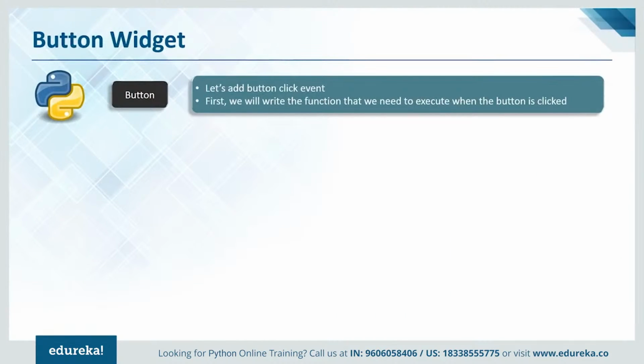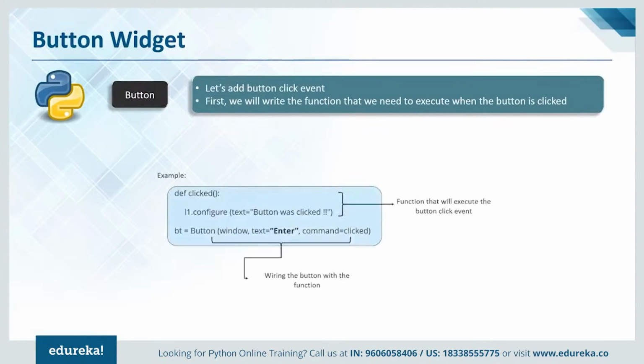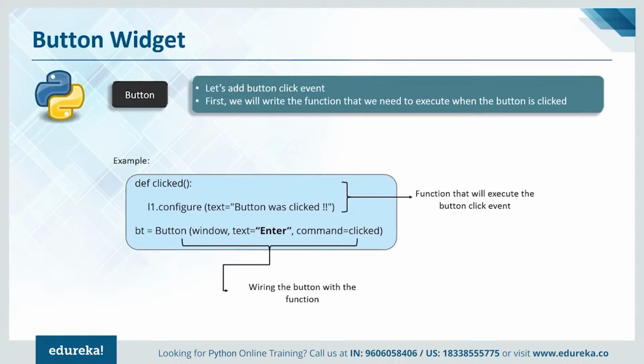What happens when we actually go ahead and click it? This is what we call a click event. We need to write the functionality as to what should happen when we click the button, or in other terms, when the click event is fired. For that purpose, we have a function which is called clicked, and we're displaying a text message saying that the button was clicked. We will need to add a parameter called command in the button definition as shown.